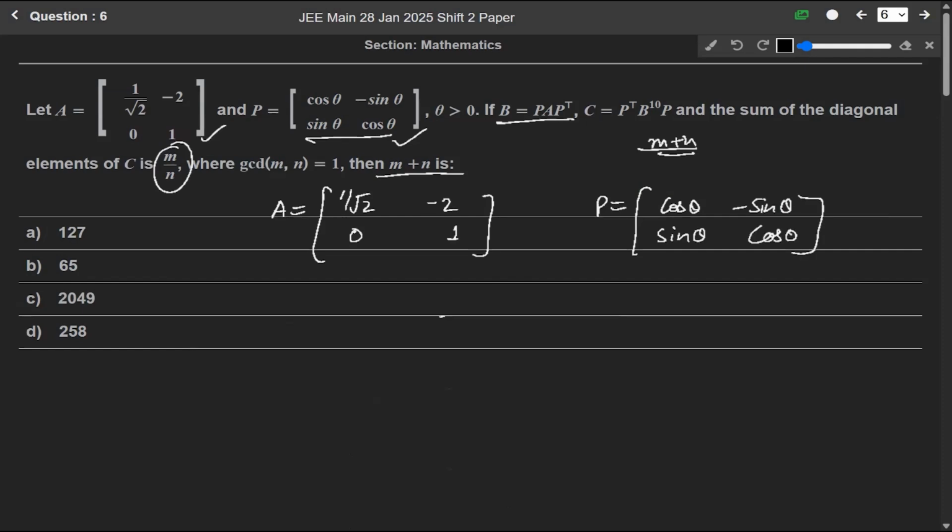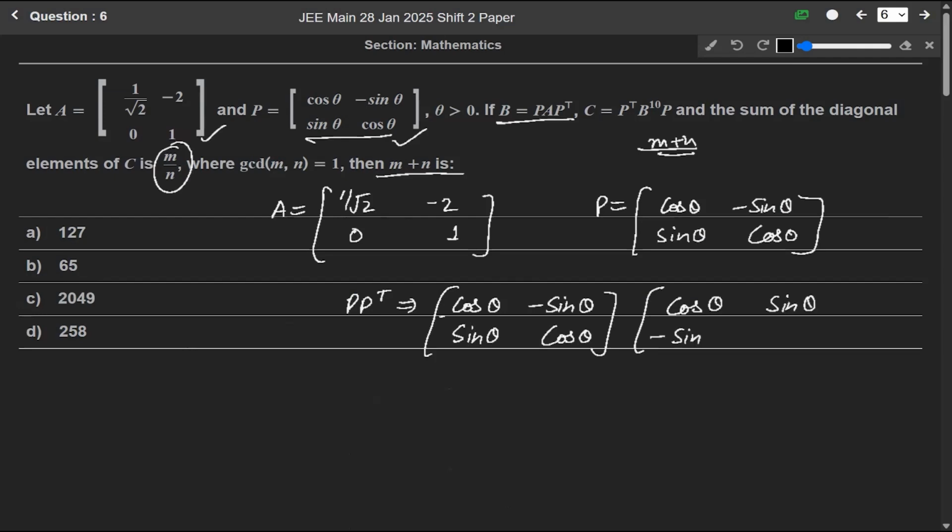Now P into P transpose will be, P first: cos theta, minus sin theta, into cos theta, and now P transpose. So it will be cos theta, sin theta, minus sin theta and cos theta. So when we multiply these two, it will be cos square theta plus sin square theta, which is 1. Then cos theta sin theta minus cos theta sin theta, which is 0. Sin cos minus cos sin, 0.